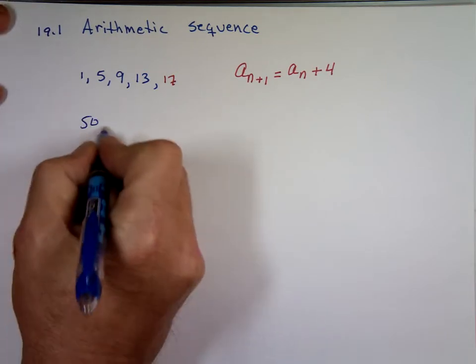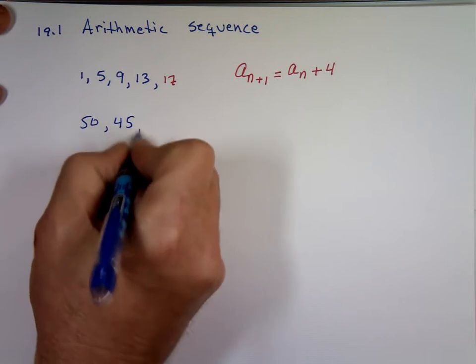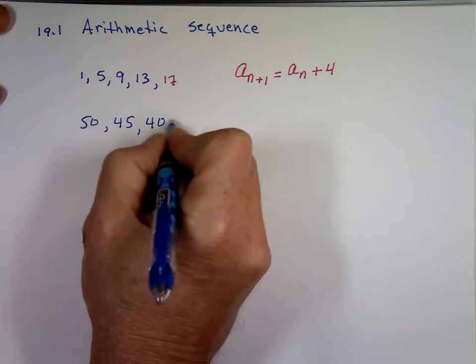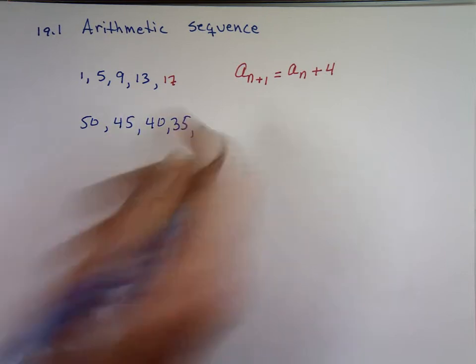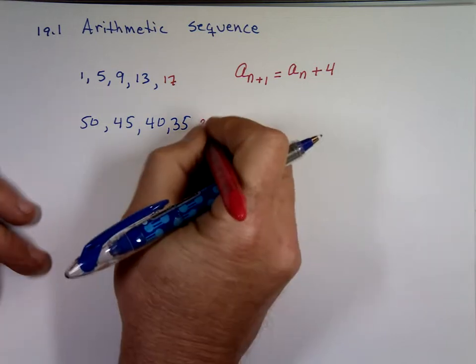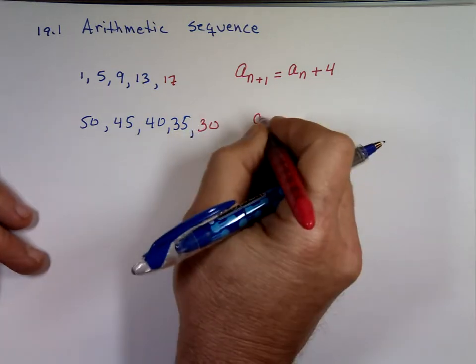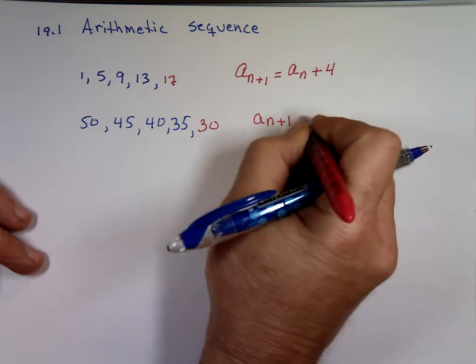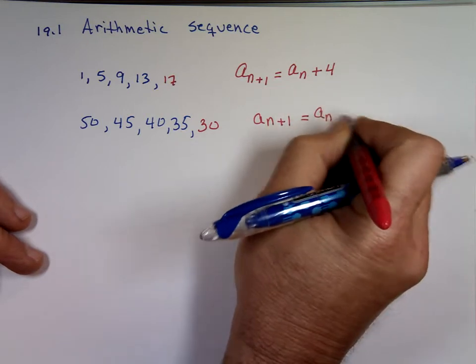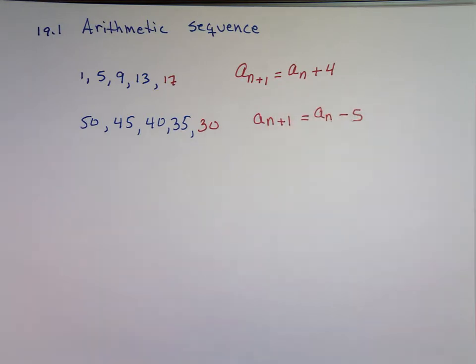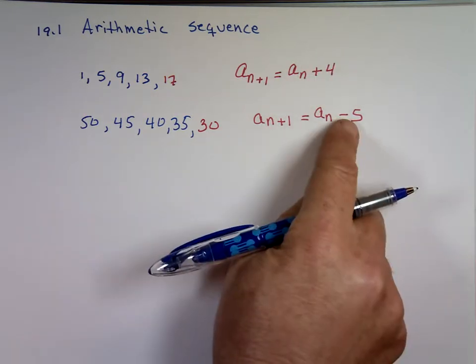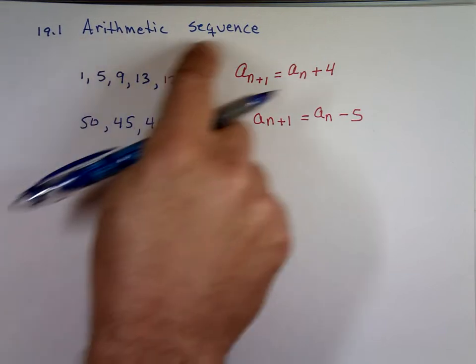50, 45, 40, 35. What's the next number? 30. In this case, the next number is what? It's the one before it, minus 5. If the next number is always the result of addition or subtraction, it's called an arithmetic sequence.